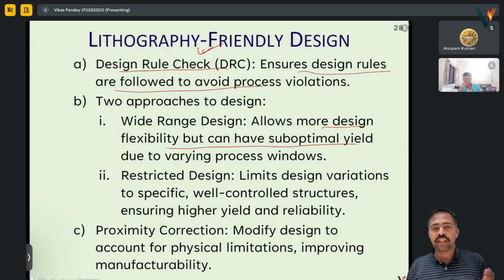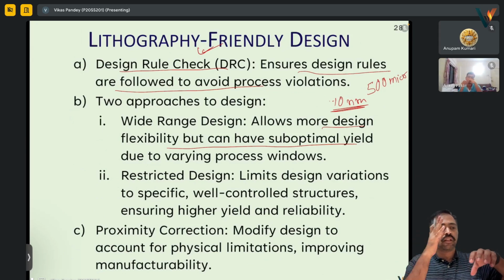In case of wide range design, you say that these are critical things that you cannot go below, say 10 nanometer is our lowest limit. Highest limit is, say, 500 microns. That is a very wide range. You can design a lot of variations, but that will give suboptimal yield because in some regions it will give good output, in some other region it might not. So we have to follow the design rules.